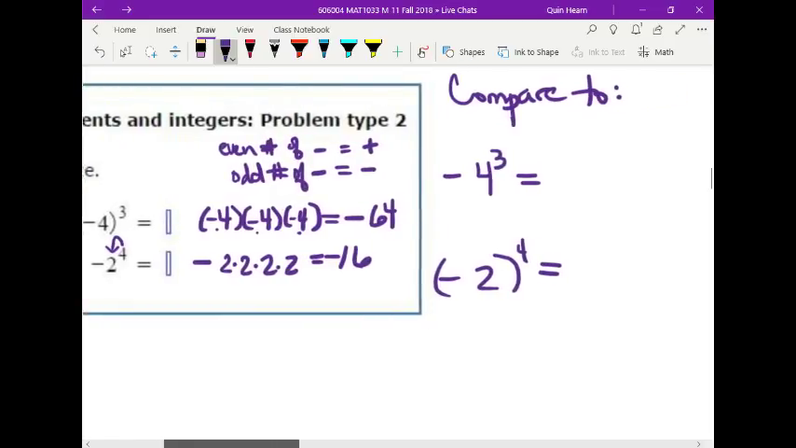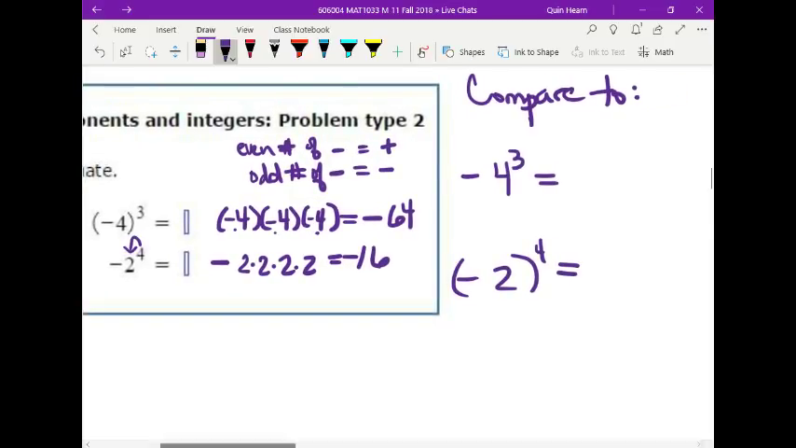Okay, so let's compare that to these two problems here. In this first one, negative of 4 cubed, only the 4 is being affected by the cubed. So we know that 4 times 4 times 4 is 64, so we get negative 64. Notice it's the same, even though we didn't have parentheses, it turned out the same. That's because we have an odd power, which keeps the sign the same as whatever it was. But on the other hand, when we have negative 2 to the fourth power, we have an even power affecting the whole thing.